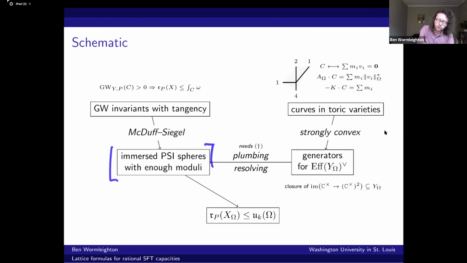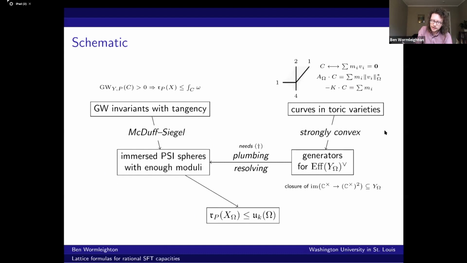There's a really nice result, McDuff-Siegel, and this is where dimension 4 kicks in, that when you can represent your class with an immersed, positively self-intersecting sphere with big enough moduli, you get non-zero Gromov-Witten invariant. What we're able to show using our nice generators for this cone is that we can manufacture such a representative of our classes in our toric surface Y omega, and hence we pick up exactly the upper bound that we desired. Okay. So that was just a very loose sketch. I'm very happy to talk more about any of those steps.